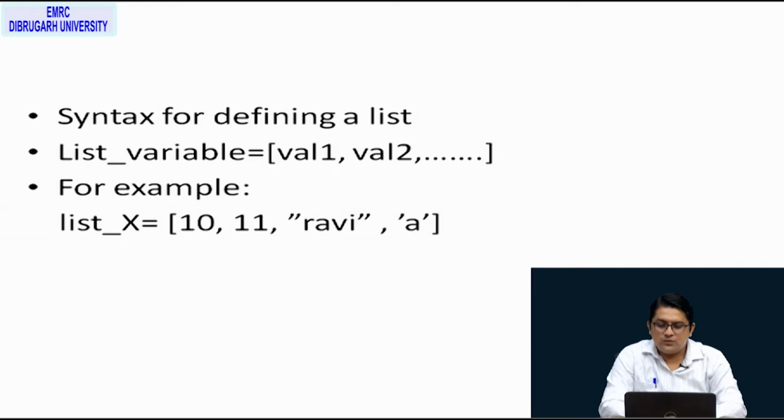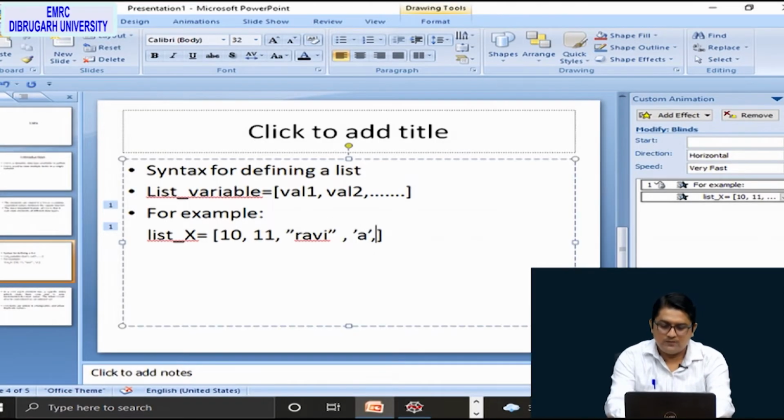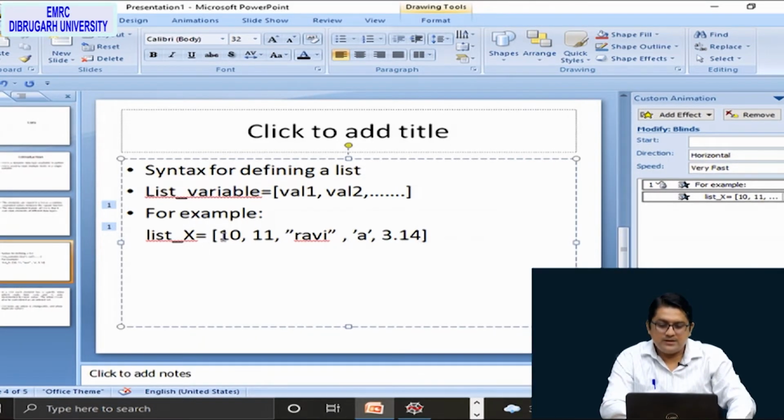So, here list underscore x is the variable name, and within the square brackets I am having values 10, 11, numeric in nature, then Ravi which is a string, and then a character A. So, this is a list. As you can see, the list consists of elements of different data types. In this list I can also have a value like 3.14. So, list can have values which belong to different data types.